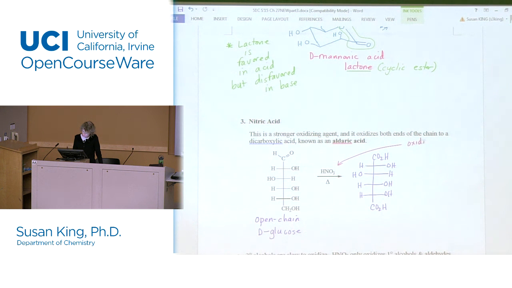So it oxidizes aldehydes and primary alcohols. This has a different name. It is an aldaric acid. So generic for all sugars, aldaric acid. And specific, since this is glucose, D-glucaric acid.